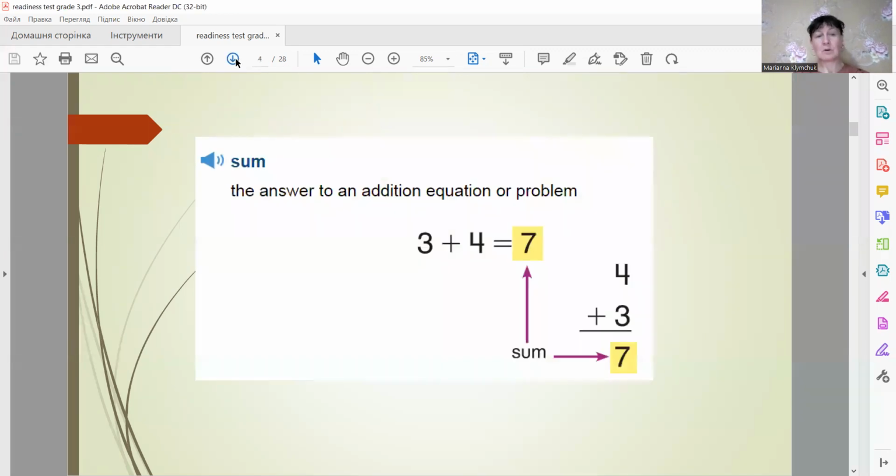Now, let us go to the tasks. And here we have the picture. What does it mean, sum? Actually, the sum we do plus, and this is the answer for the addition equation. So, this number is sum. 3 plus 4 equals 7. 7 is called sum. This is the answer for plus equation, for addition equation. Addition means plus.